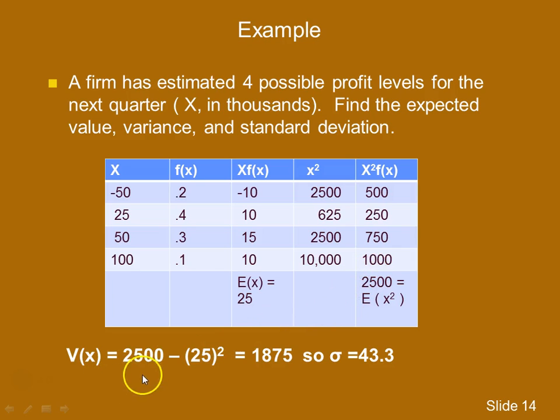Put it in our formula. You take 2,500 minus the expected value of x squared, or the mean squared. Gives you a variance of 1875. Take the square root of the variance, and you will get a standard deviation of 43.3. Remember again, this was in thousands, so we had an expected or mean value of 25,000 and a standard deviation of 43,300.